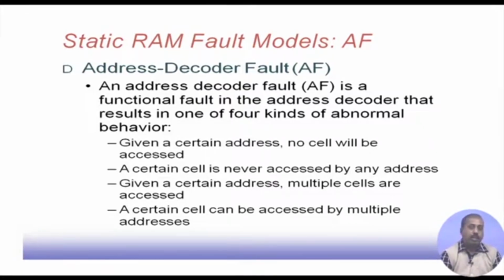So, the address decoder assumes a very important role in the operation of the memory. The third type of fault that can come is, given a certain address, multiple cells are accessed. Several cells are getting selected simultaneously. That is also an address decoder fault. Fourth, a certain cell can be accessed by multiple addresses. Multiple addresses select the same cell location. That is also a type of fault. So, in the address decoder we can have these 4 types of faults.